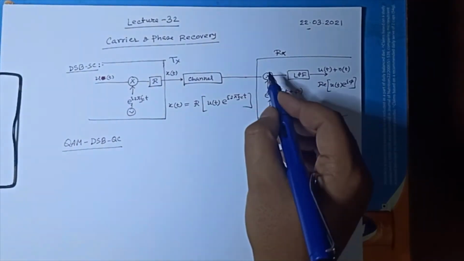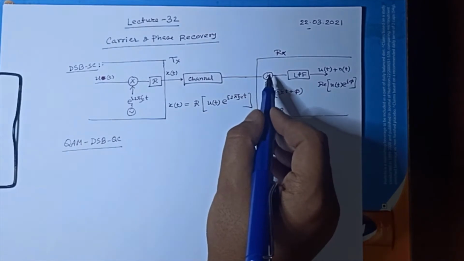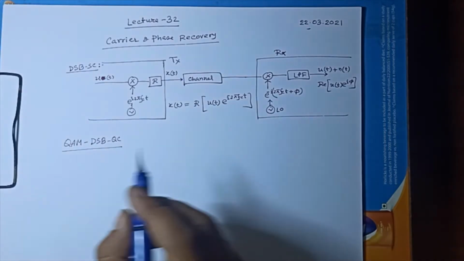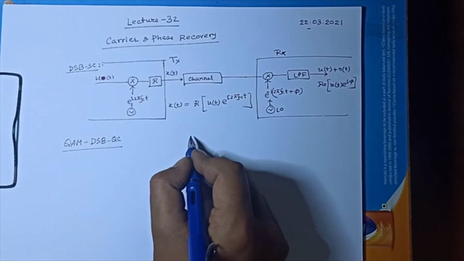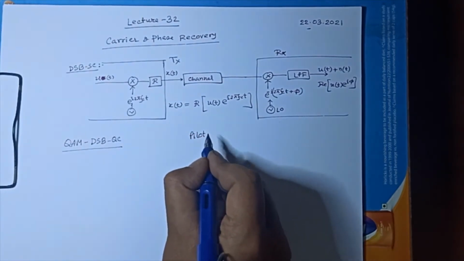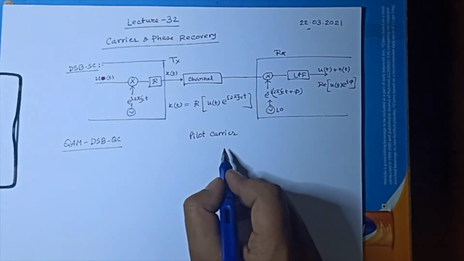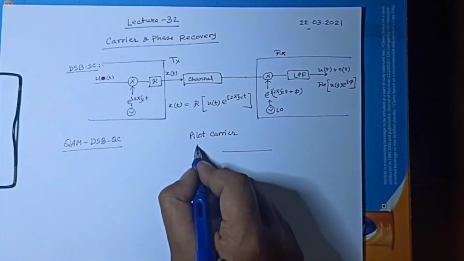Such that at the receiver, you can take a narrowband bandpass filter, and that can extract the carrier itself, which can be used for demodulation. That is what you do in analog communication, right? So if you have some pilot carrier, then from the channel the signal is coming, this is the channel.